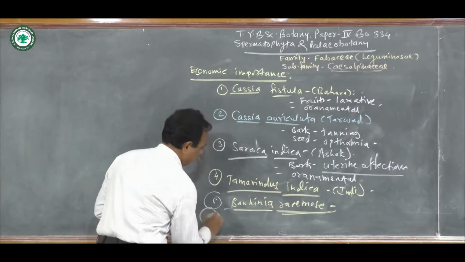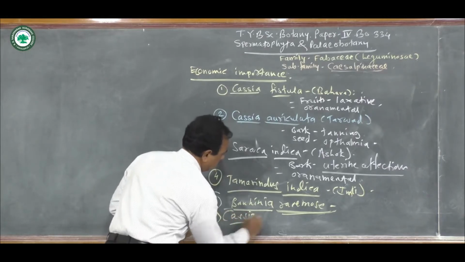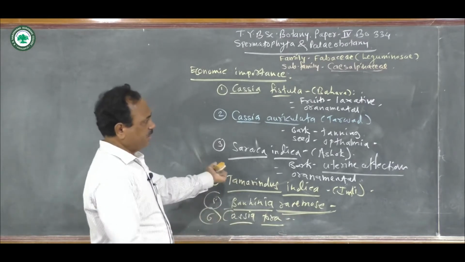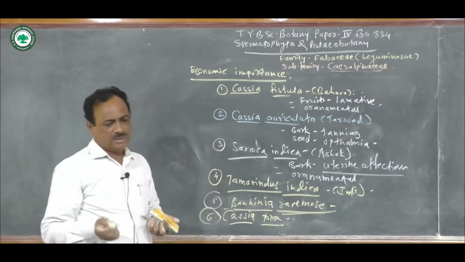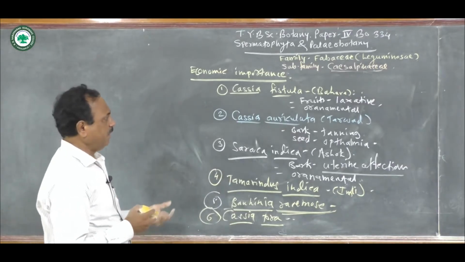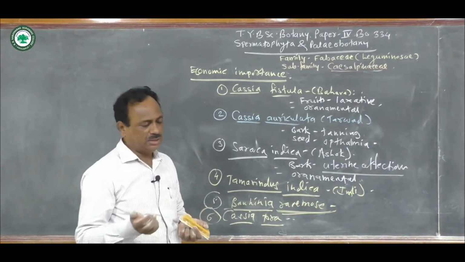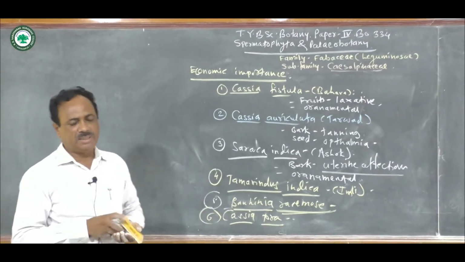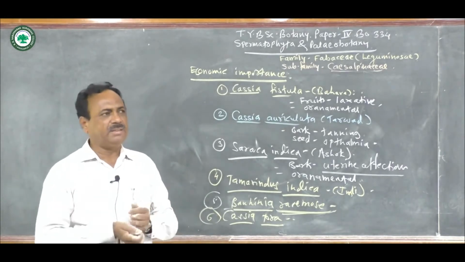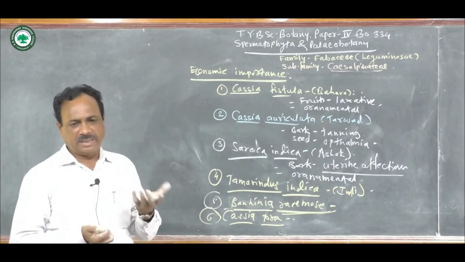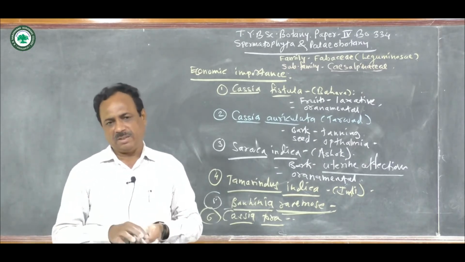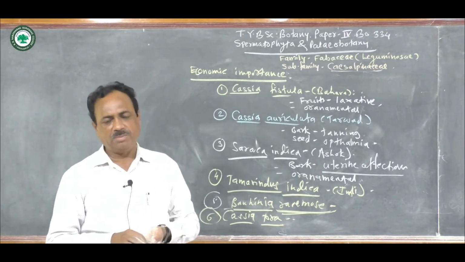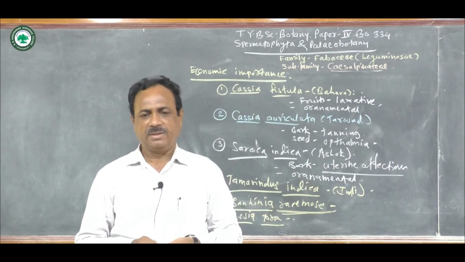Then the next plant is Cassia tora. Actually, it is a wild plant found everywhere. The seeds of this plant are used as a remedy against ringworm, and the juice of the leaves is used in the treatment of malaria. Another plant is Caesalpinia pulcherrima. This plant is planted as a hedge plant. Also the flowers are attractive and used for ornamental purposes. So this is about the economic importance of the family Caesalpiniaceae. Thank you very much.